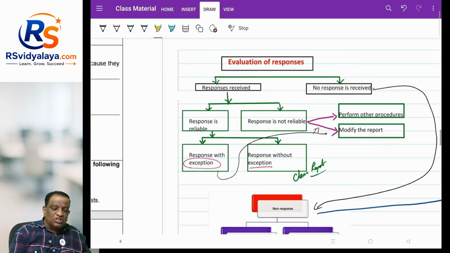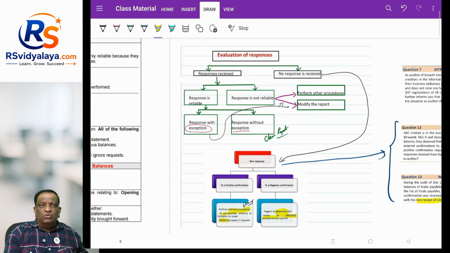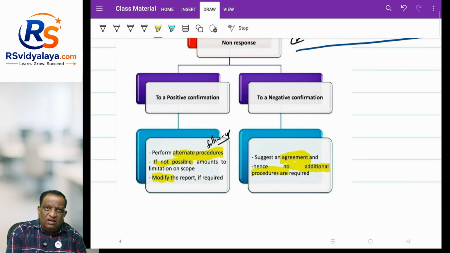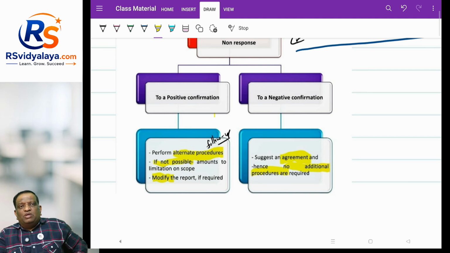Then the last discussion on this is, what do I do if there is no response? Because you are sending to third parties, but the third party is not under legal obligation to respond to you. He need not respond. He may respond or he may not respond. So that is where we get into the topic of, what if the party is not responding? In that case, when you say he is not responding, the base point is, is he not responding to your positive confirmation, or is he not responding to your negative confirmation?